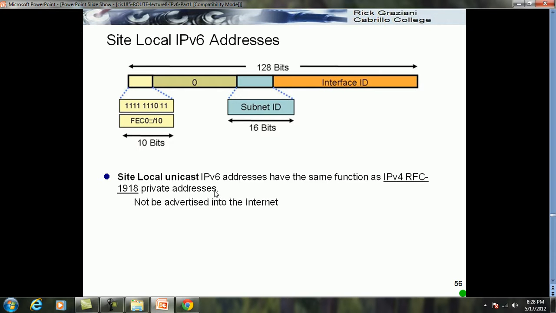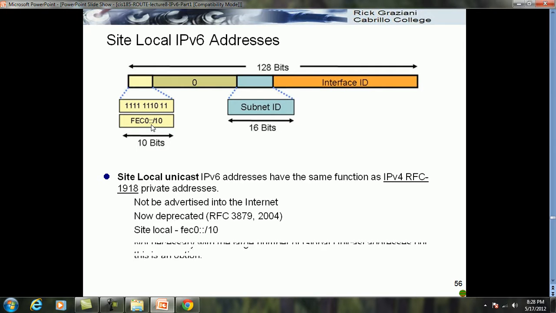But we don't want it to be authorized into the internet, correct? Now deprecated. Why? Because we don't want to have NAT again, private to public. This should always start with FEC0 or FED0. Okay? Understanding? Their other name was unique local address. Unique local or site local. So site local, FEC0.